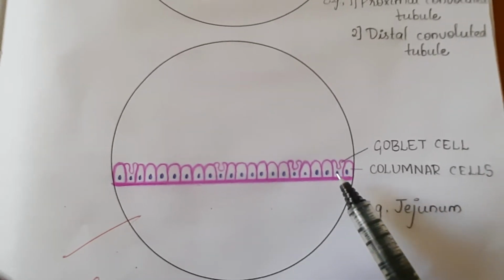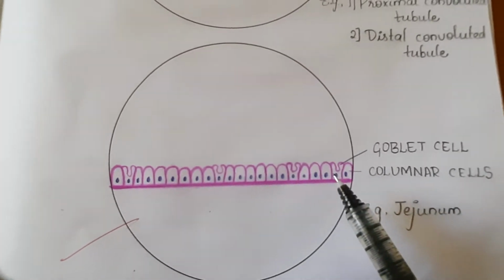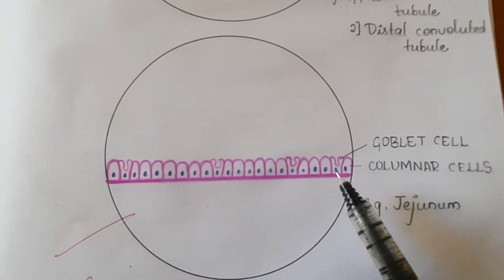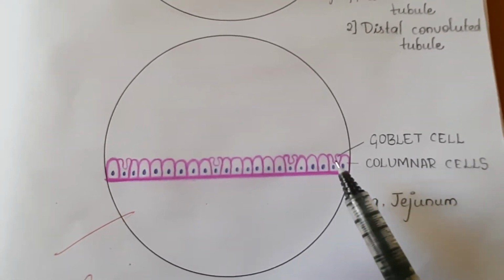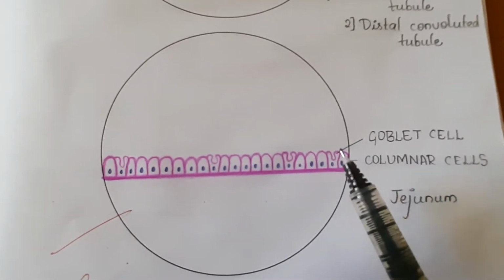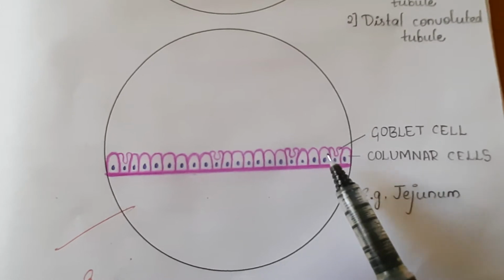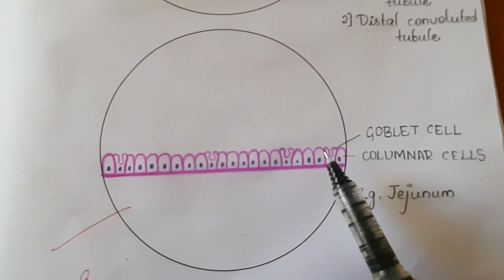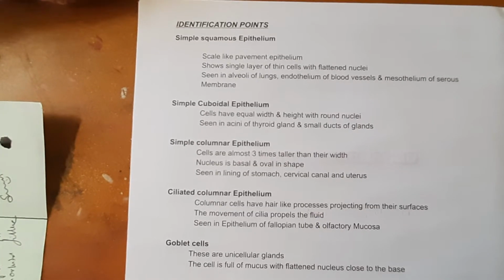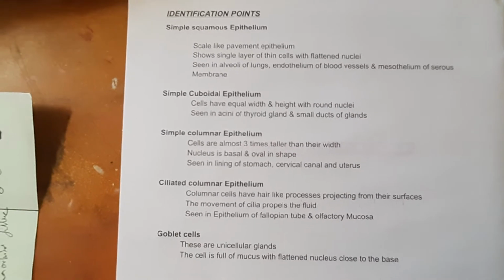The mucus cells, the modified columnar cells, act like a gland and secrete mucus, and that is called a goblet cell. Goblet cell is the mucus secreting cell. It is a modified single columnar cell present in the large intestine and other parts, and that is for lubrication purposes.